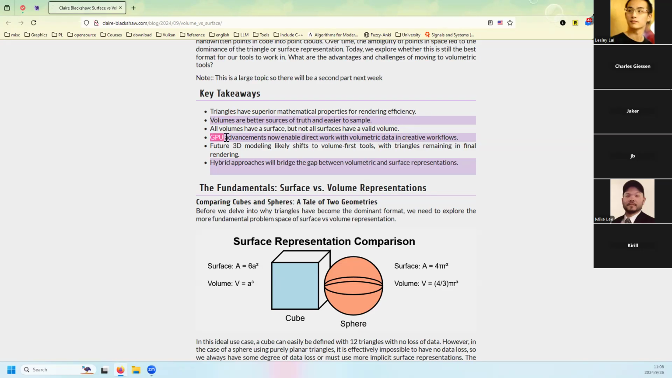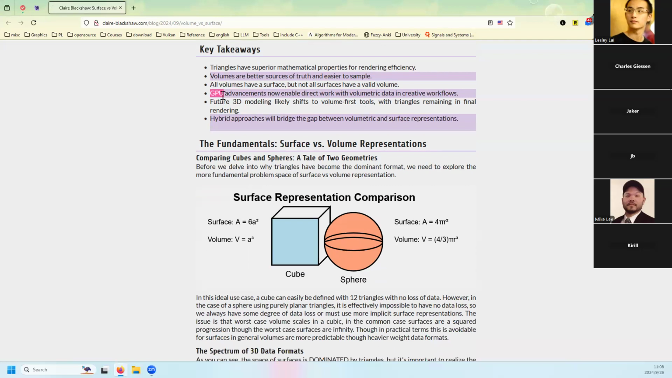GPU advances now enable us to work directly with volumetric data. Future 3D modeling likely shifts to volume-first tools. I don't know anything about this too much. But yeah, triangles will remain in the final rendering. Hybrid approaches, yeah, there will be hybrid approaches.